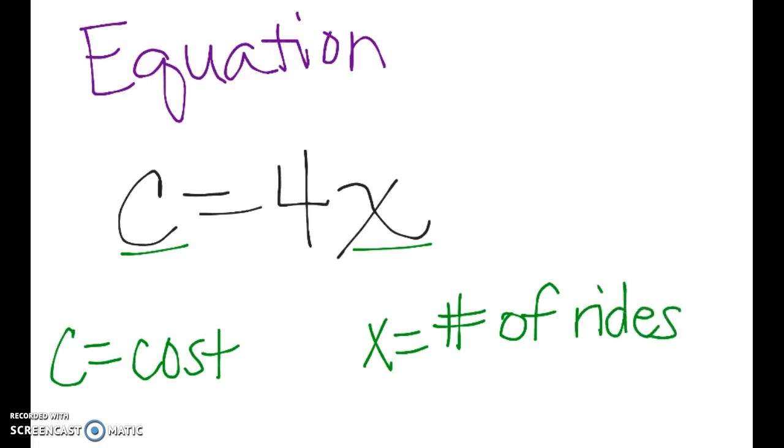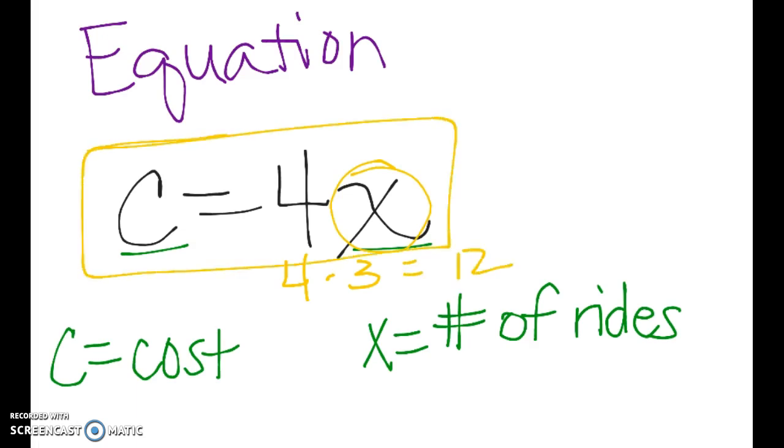So now I could use my equation. What if I said I went on 3 rides? Well, I could just do 4 times 3, because I went on 3 rides. That gives me 12. Okay, so here is my equation.